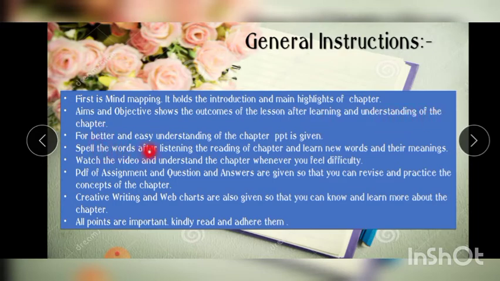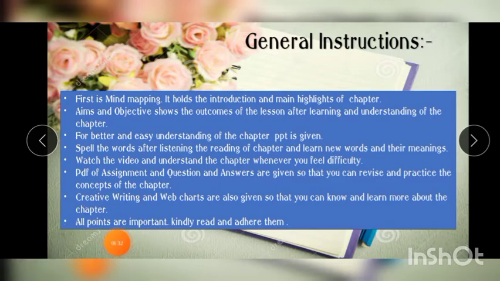For better and easy understanding of the chapter, PPT is given. Spell the words after listening the reading of the chapter and learn new words and their meanings. Watch the video and understand the chapter whenever you feel difficulty. PDF of the assignment and question answers are given so that you can revise and practice the concepts of the chapter. Creative writing and web charts are also given so that you can know and learn more about the chapter.